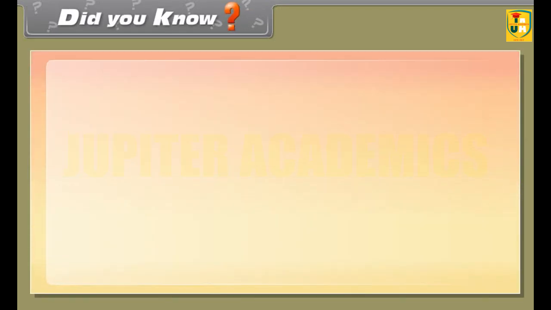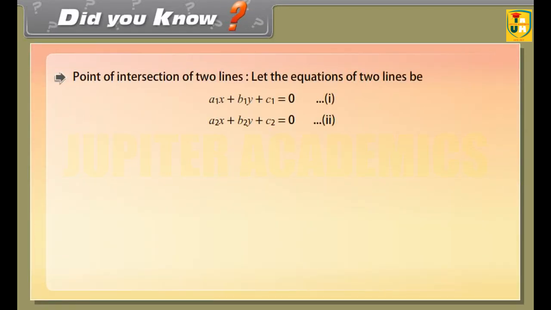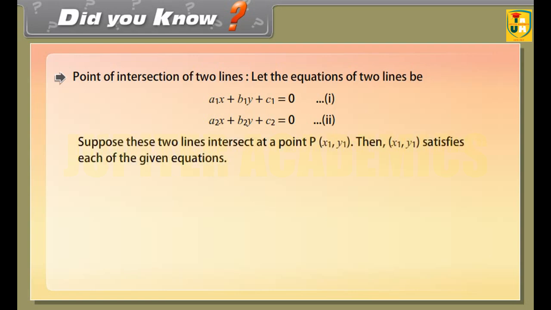Did you know? Point of intersection of two lines. Let the equations of two lines be a1x plus b1y plus c1 is equal to 0, mark it as 1, and a2x plus b2y plus c2 is equal to 0, mark it as 2. Suppose these two lines intersect at a point P x1, y1. Then x1, y1 satisfies each of the given equations. Therefore, a1 x1 plus b1 y1 plus c1 is equal to 0 and a2 x1 plus b2 y1 plus c2 is equal to 0.